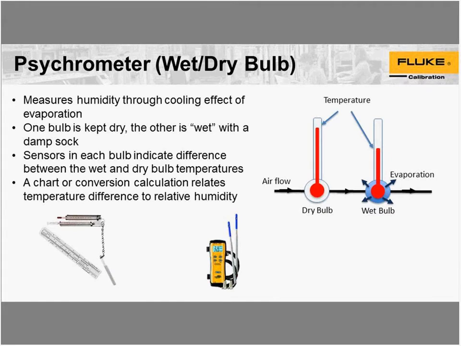But anyway, the thermometers are put into a stream of air, and the wet thermometer starts evaporating, and that creates a cooling effect from the evaporation, and the cooling effect will drop the temperature of that thermometer. So then humidity is determined by the difference in temperature between the two thermometers.